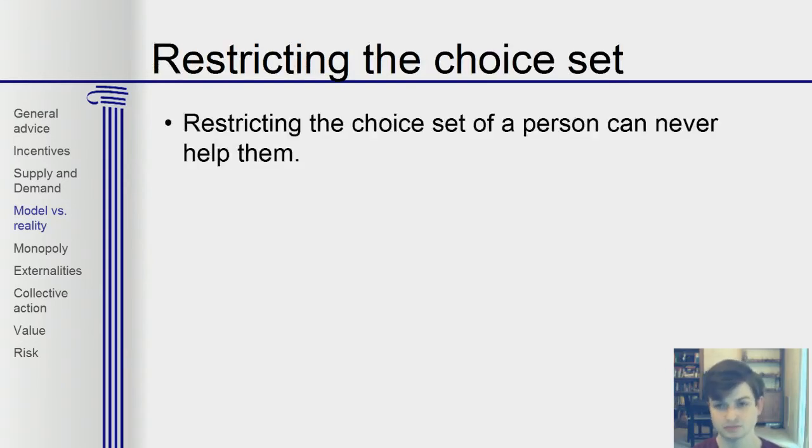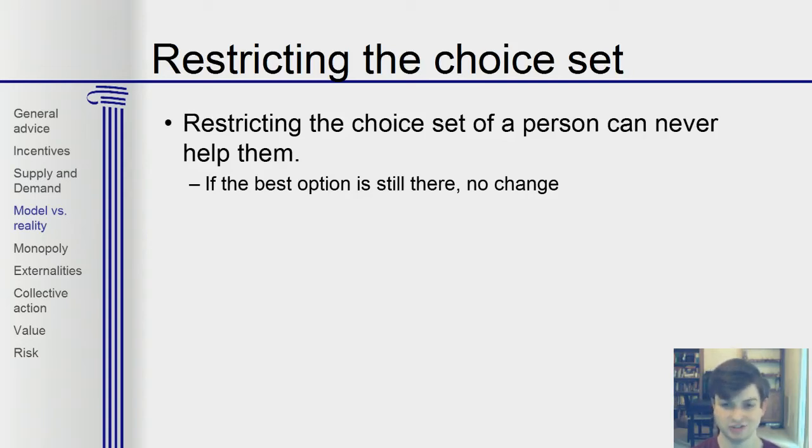Now, this makes sense as an argument, right? If you restrict the choice set, if you take away some choice a person otherwise might have had, then one of two things happen, right? If the best option they could have picked hasn't been removed, then there's no change. They'll still pick that option, everything goes along as before. But if it isn't, then things are made worse, right?